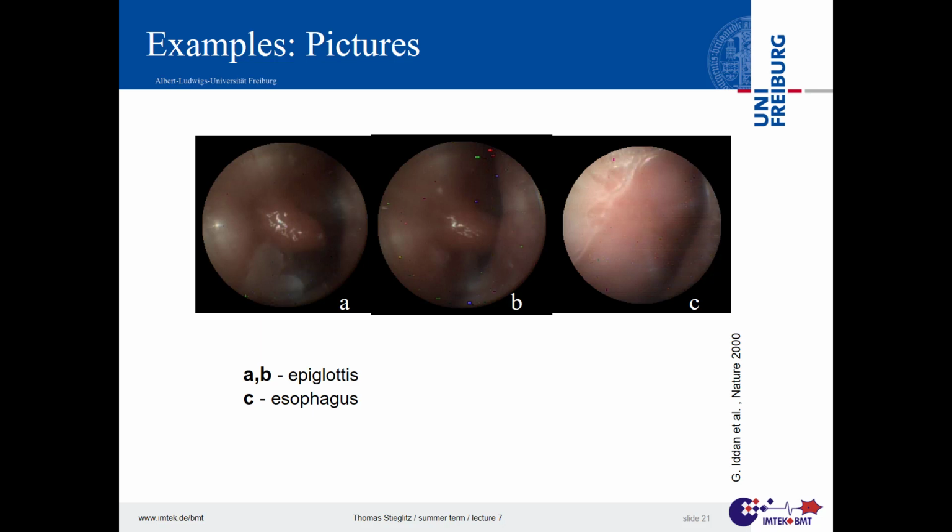It already shows you that it's difficult with endoscopic pictures here. Contrast is not that ideal. Here we go, I think it gets a bit better here.